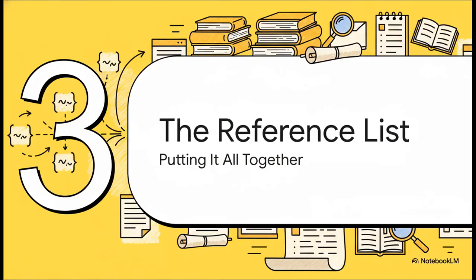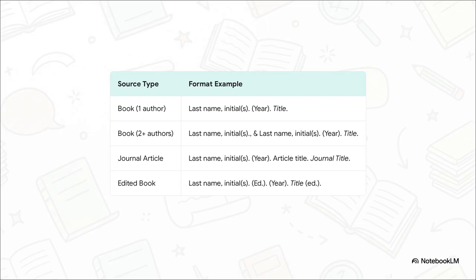So, how does this all come together? Well, every single in-text citation you make is basically a little breadcrumb leading back to a full entry in your reference list at the end of your paper. This is where your reader gets all the nitty-gritty details to go find those sources for themselves. Now, the format for your reference list changes based on the type of source. And yeah, the details really matter here.